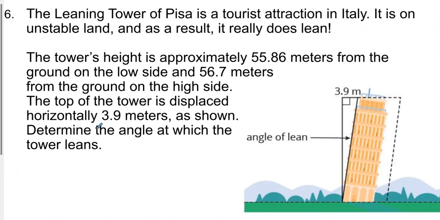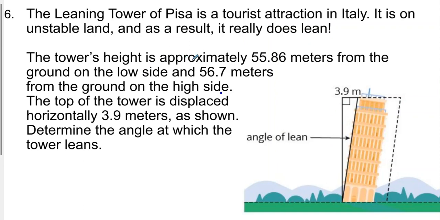This problem was in the book, and I thought it was hilarious because we all live in Italy, and many of us have been to the Leaning Tower of Pisa. But it says the Leaning Tower of Pisa is a tourist attraction in Italy. It is on unstable land, and as a result, it really does lean. So, with this problem, we're going to calculate the angle of the lean.